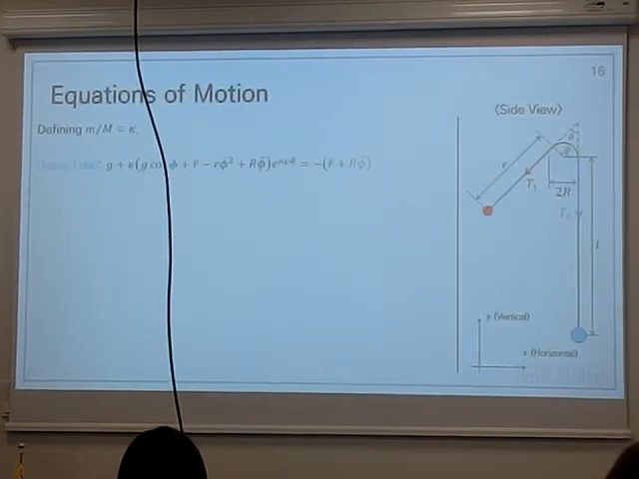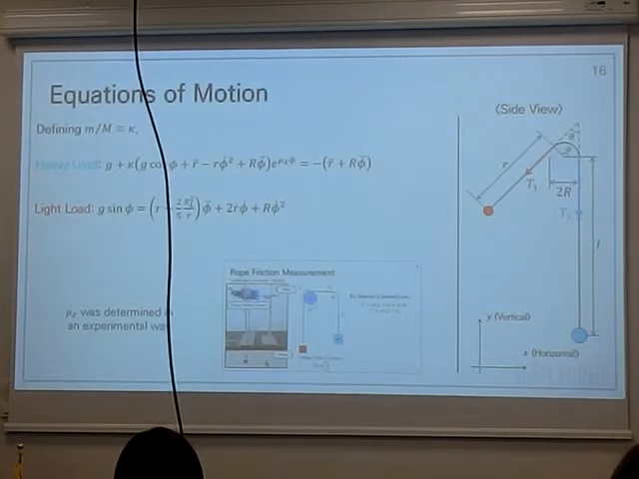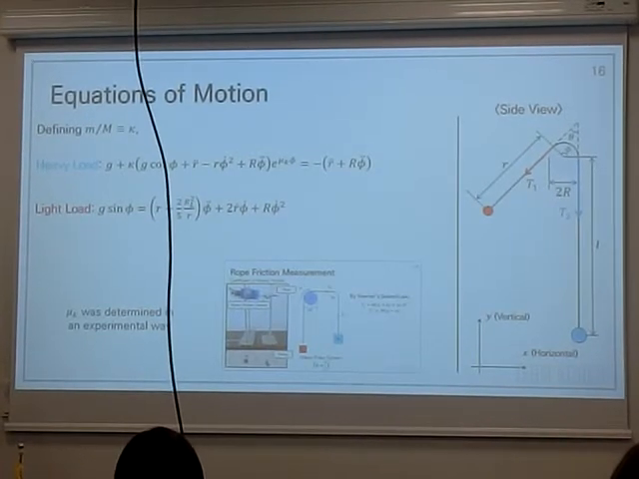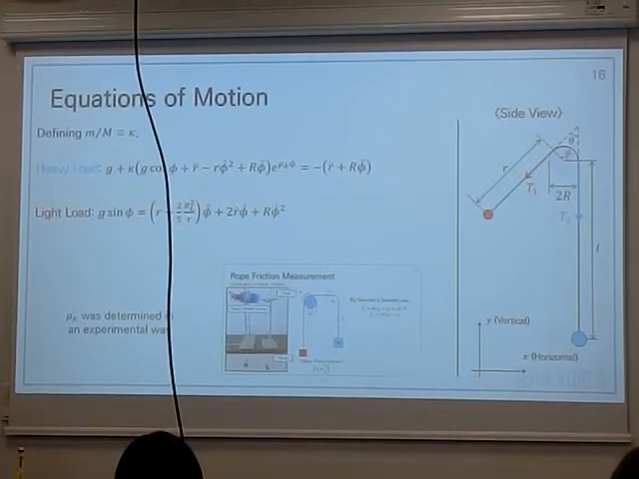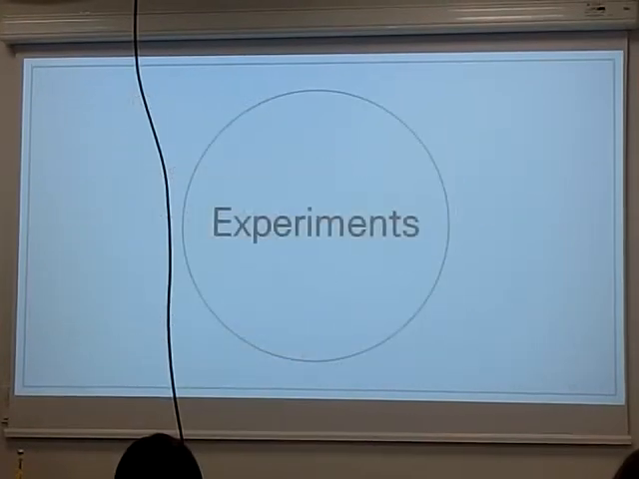So by defining the mass ratio between the light load and the heavy load as kappa, we can write down the equations of motion describing the motion of the heavy load and the light load each. And also the coefficient of kinetic friction in here was determined in an experimental way, and more explanations will be given if further questions are asked during the discussion section. So now we move on to our experiments.